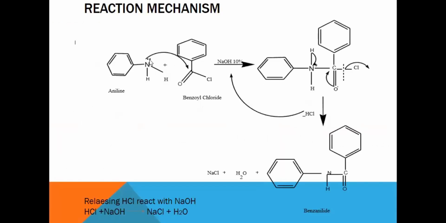This is the reaction: the lone pair of nitrogen reacts on this carbon, and this is the transition state to stabilize the new molecule which is formed. There is removing of this hydrogen and the chloride ion, and they combine together to form hydrogen chloride or hydrochloric acid. And this hydrochloric acid reacts with the sodium hydroxide and convert into NaCl and water. This is your product benzanilide, and this is NaCl and water.